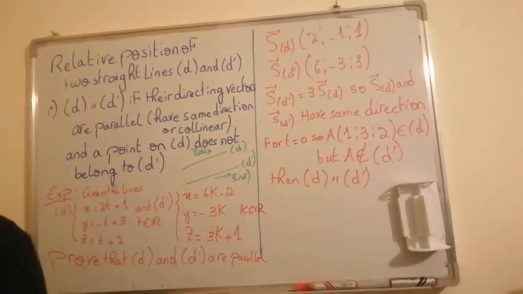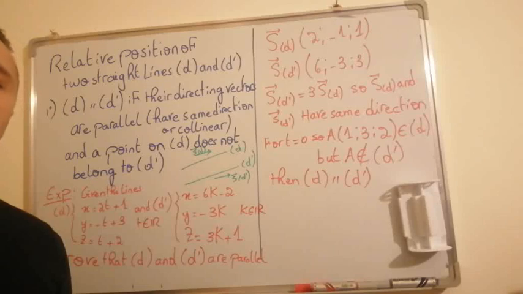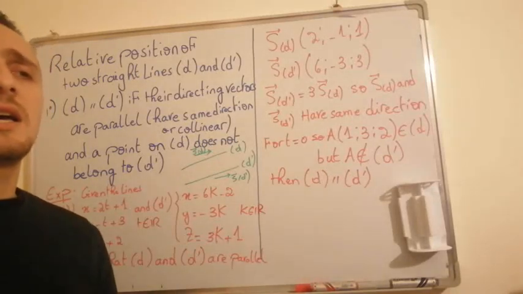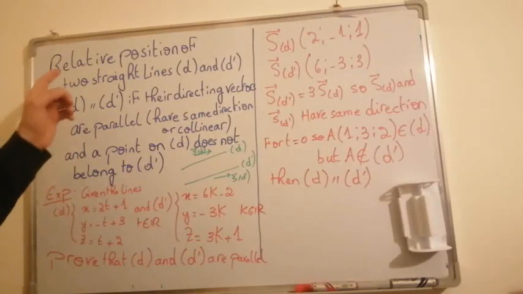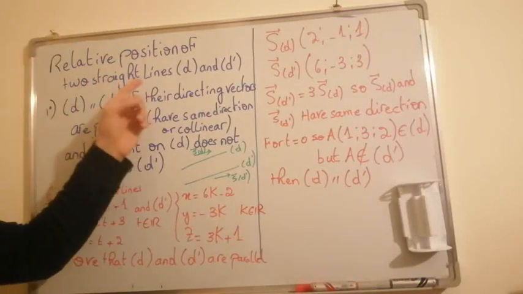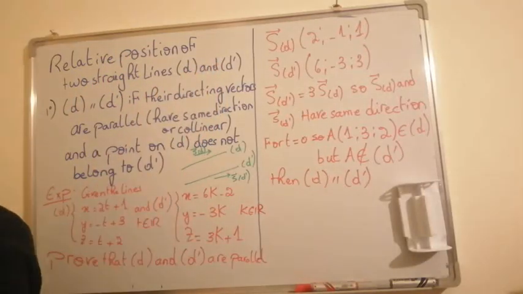Today we continue with space for class L.S and G.S. We have reached the relative position of two straight lines D and D prime.